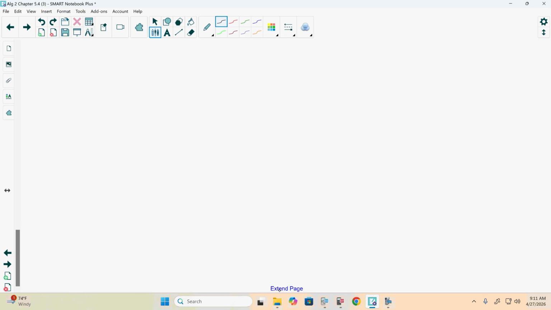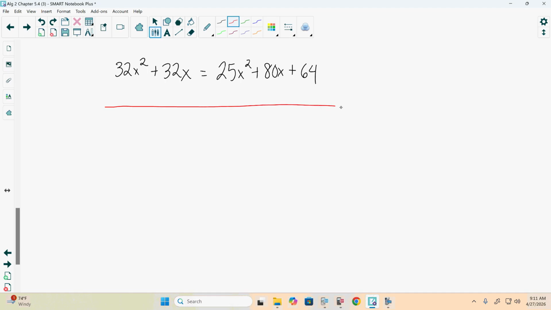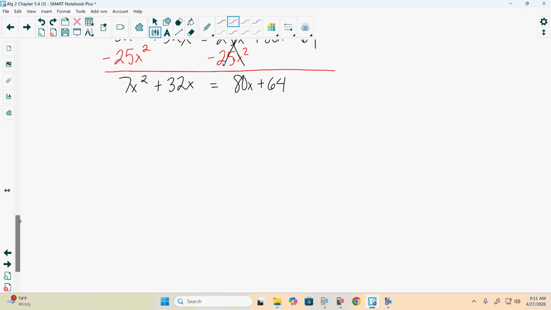Again, at this point, we need to get this equation equal to 0. Different things we can do. I'm going to subtract 25x squared from both sides. Now, this will make us have to move more terms, but in the long run, it's going to keep that x squared term positive. 32x squared minus 25x squared is going to be 7x squared. Plus 32x is equal to 80x plus 64.